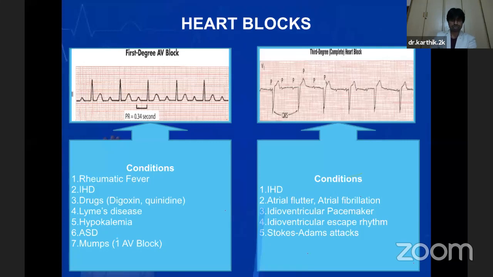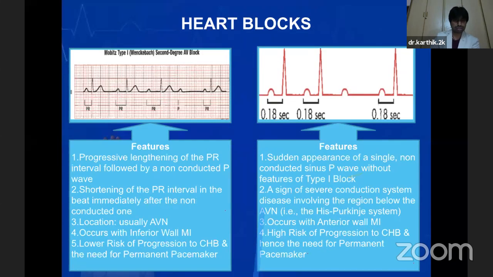Now, this prolongation of PR interval, as we have already discussed, could be either first degree, where the PR interval is fixed, prolonged more than 200 milliseconds, or it could be third degree, where there is no PQRS correlation. Or it can also be a second degree heart block, where we have discussed two illustrations, that is Mobitz type 1 and Mobitz type 2.